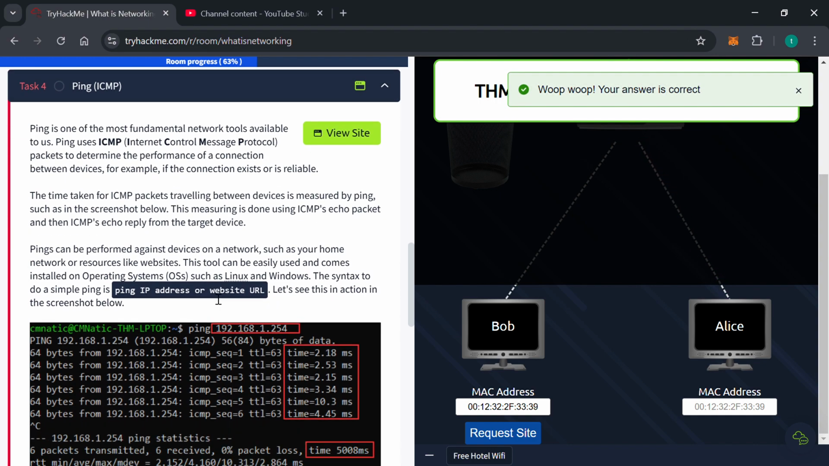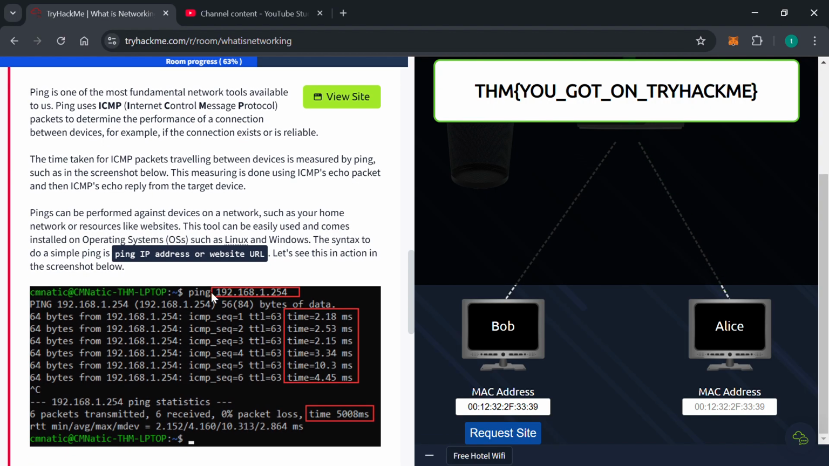Next one, we're learning about ping. Ping is one of the most fundamental network tools available to us. Ping uses ICMP, which means Internet Control Message Protocol. It uses ICMP packets to determine the performance of a connection between devices, for example, if the connection exists or is reliable. The time taken for ICMP packets traveling between devices is measured by ping, such as in the screenshot below. This measuring is done using ICMP's echo packets and then ICMP's echo reply from the target device.